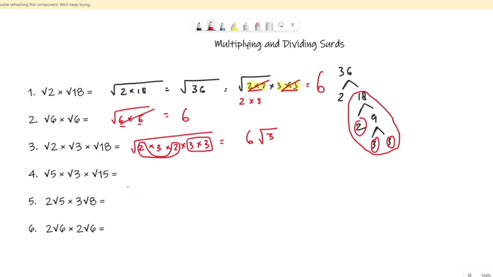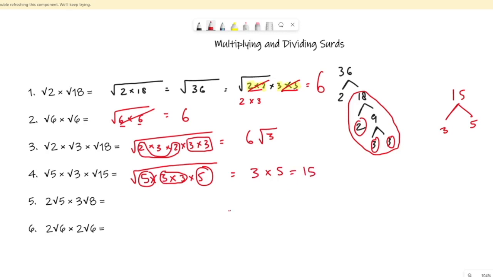See the next one: root 5 times root 3. 5 is already a prime number. 3 is already a prime number. I'll not break it anymore. So 15 will be 3 times 5. Now what we see, we got a group of 3, and a 3 will come out. A group of 5, and a 5 will come out. And I think there is nothing left inside. So the answer is just 15 without the root sign.